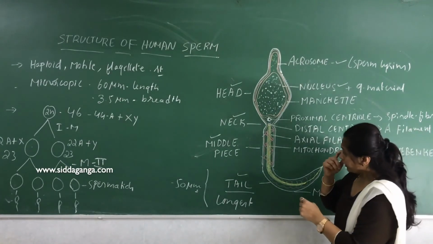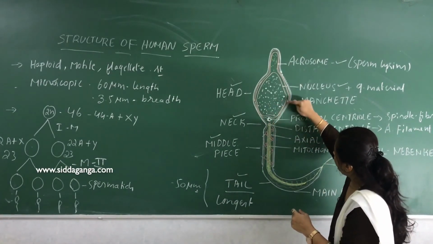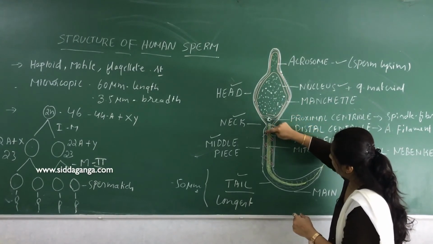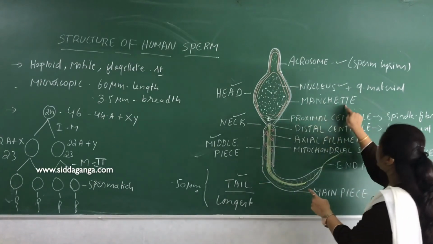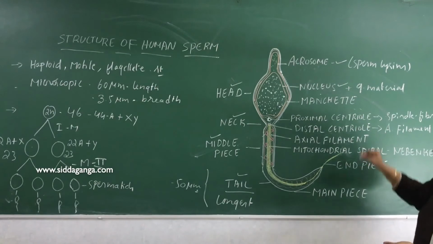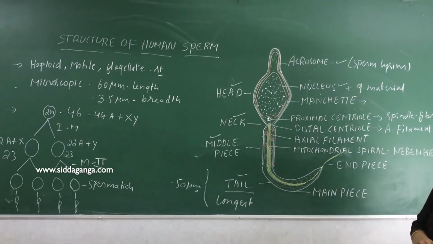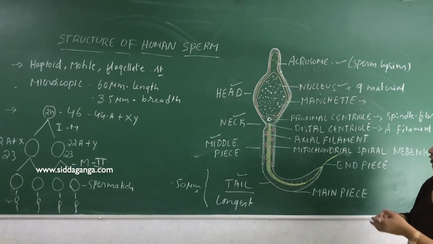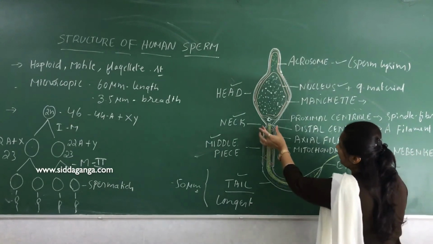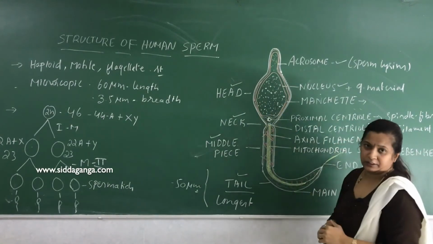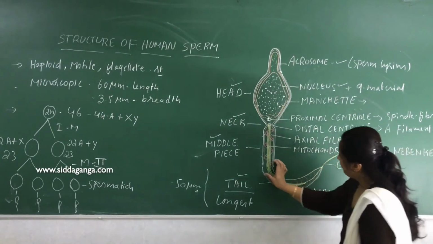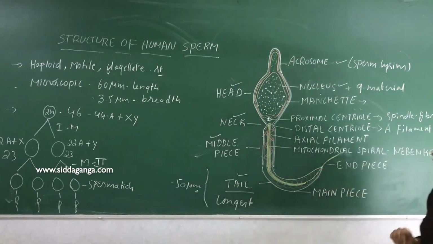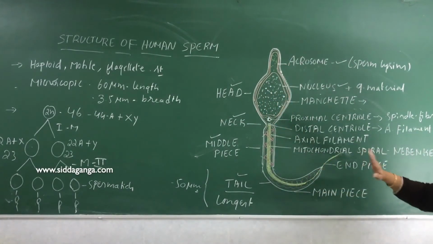And here one more thing. In the posterior part of the nucleus, the neck region, as well as the middle piece, there is a sheath called Manchette. Manchette is a temporary microtubular element that is formed during spermiogenesis. It is believed to play a role in providing shape to the nucleus. So that is the function of Manchette. The entire sperm is covered by a plasma membrane except in the region of the end piece. So this is the structure of human sperm.